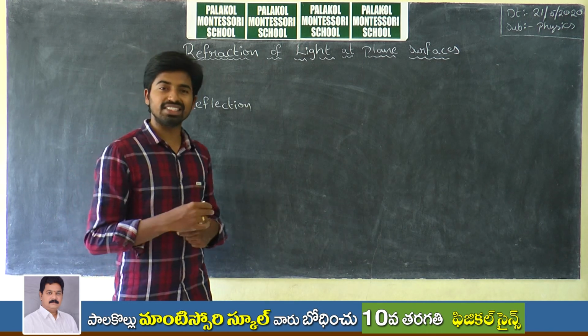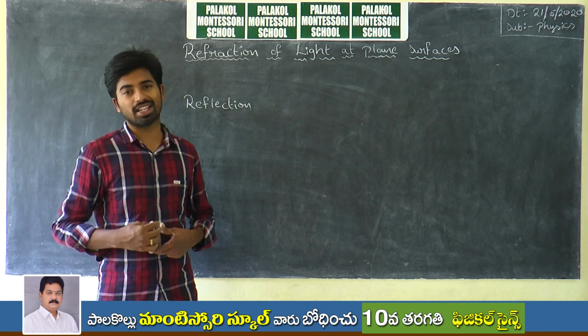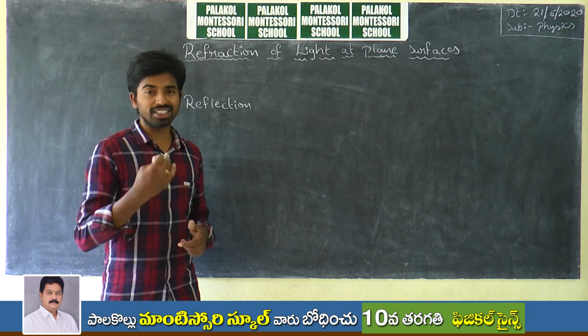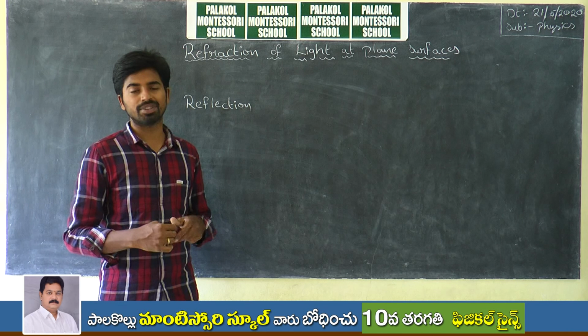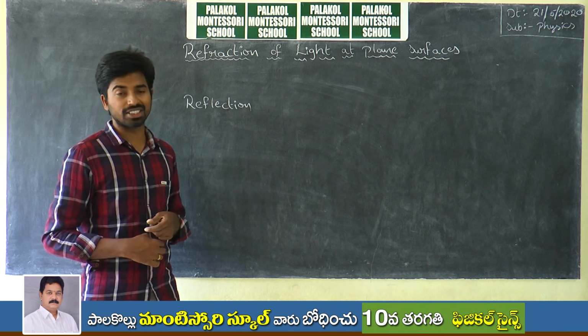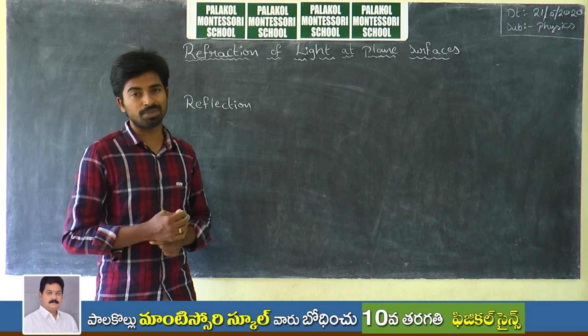When light is incident on any object, it will reflect into the same medium. The light bounces into the same medium. That phenomenon is nothing but reflection. Because of reflection only, we are able to view objects with our eyes.